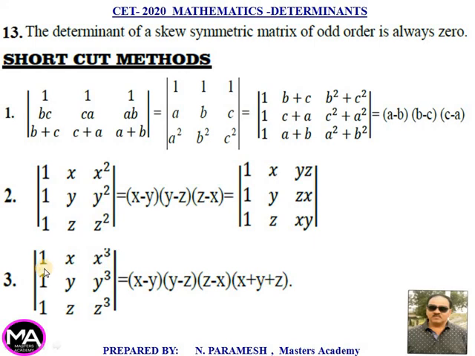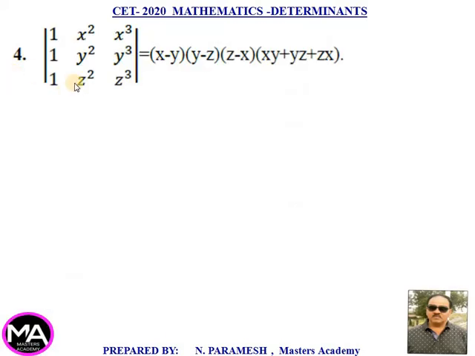Third point, determinant, first row 1 x x cube, second row 1 y y cube, third row 1 z z cube is equal to (x minus y)(y minus z)(z minus x)(x plus y plus z). Fourth point, determinant, first row 1 x square x cube, second row 1 y square y cube, third row 1 z square z cube is equal to (x minus y)(y minus z)(z minus x)(xy plus yz plus zx).